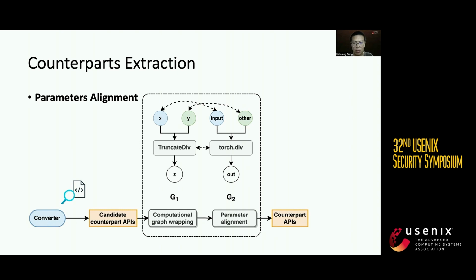The model before and after the conversion does not change the nature of model inputs, including the shape, type, and the order of the inputs. That is, the in and out degrees of the computational graph remain unchanged. We match the attributes of the input nodes in both graphs one by one to get the parameter correspondences. Eventually, through this process, the counterpart APIs will be used as our test targets.